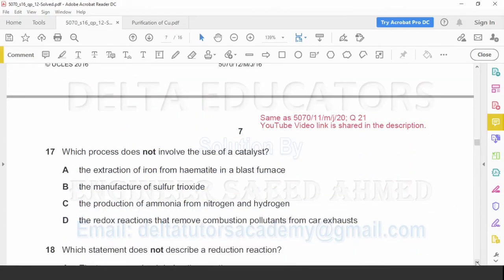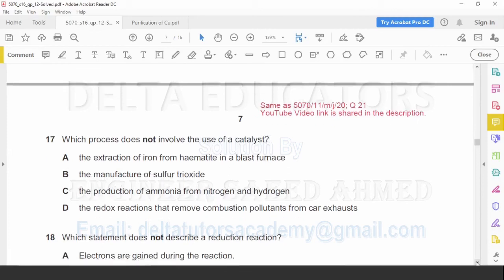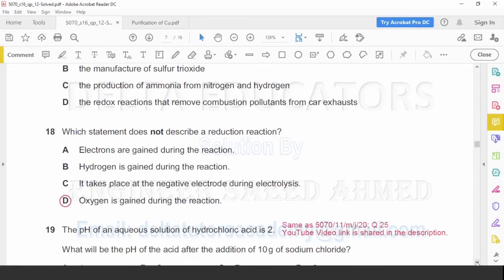Question number 17 is same as in paper 1 variant 1. Question number 18. Which statement does not describe a reduction reaction? Reduction means gain of electron or gain of hydrogen or loss of oxygen. Now we check the options. Option A. Electrons are gained during the reaction. Yes, it is correct. Gain of electron is called reduction.